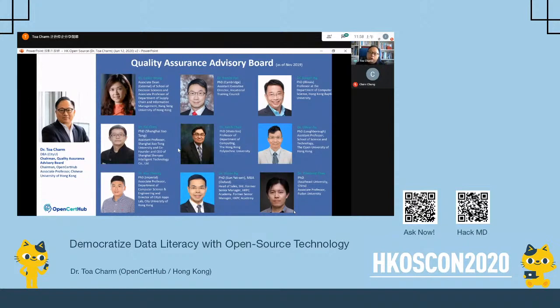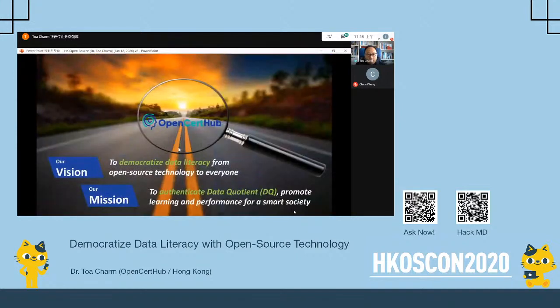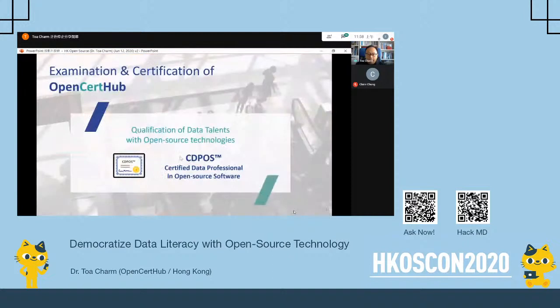So we also set up the QA advisory board with the support from all these professors from famous university across Asia Pacific. So again, our mission is to democratize data literacy for everyone in the making use of open source technologies, right? So we set up an examination and certification body, our company OpenCertHub. We offer certification, and the qualification we call it CDPOS, Certified Data Professional in Open Source Software.